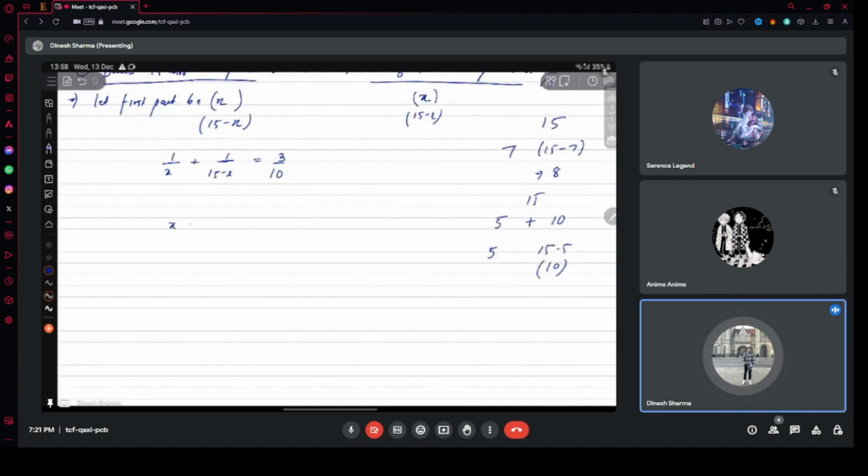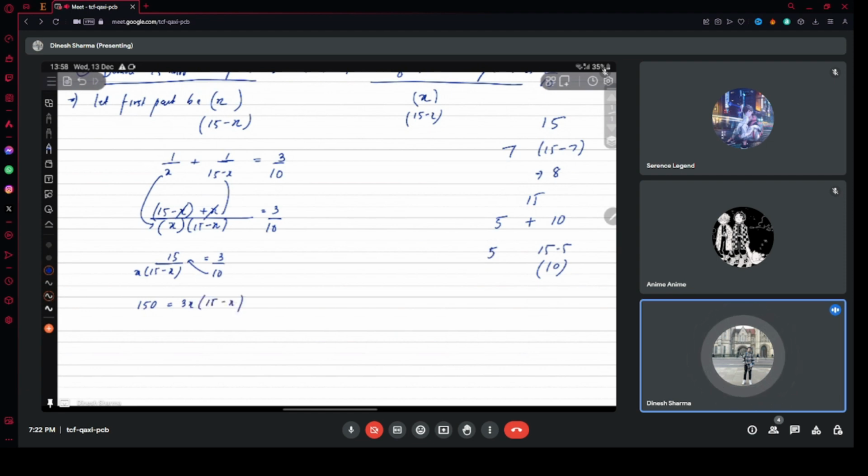So our LCM will be x into 15 minus x. You know how to do LCM. If x is already there, we multiply by 15 minus x, and if 15 minus x is already there, we multiply by x, so 15 minus x plus x equals 3 by 10. So this becomes minus x plus x, which cancels. So only 15 remains on top, and x into 15 minus x equals 3 by 10. So this 10 comes here. 15 into 10 is 150 equals 3x times 15 minus x.